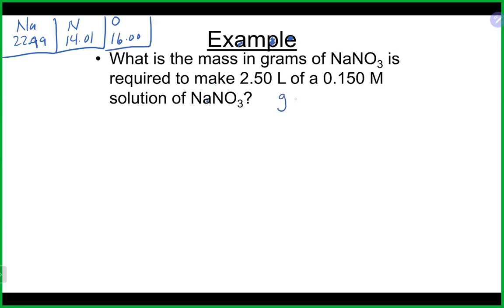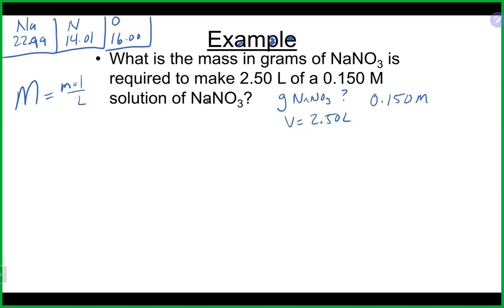For the grams of sodium nitrate, we do have a volume given to us, 2.5 liters. We also have a molarity given to us, 0.150. So clearly molarity is involved. If you're not sure where you should begin, you could just think about the molarity formula, which is basically moles per liter.